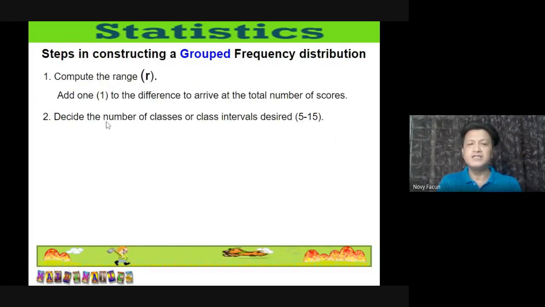Decide the number of classes or class intervals desired. Kailangan between 5 to 15. Okay, so ikaw mag-a-assign, kung ilan yung gusto mong maging palapag, yung tinatawag natin yung class.